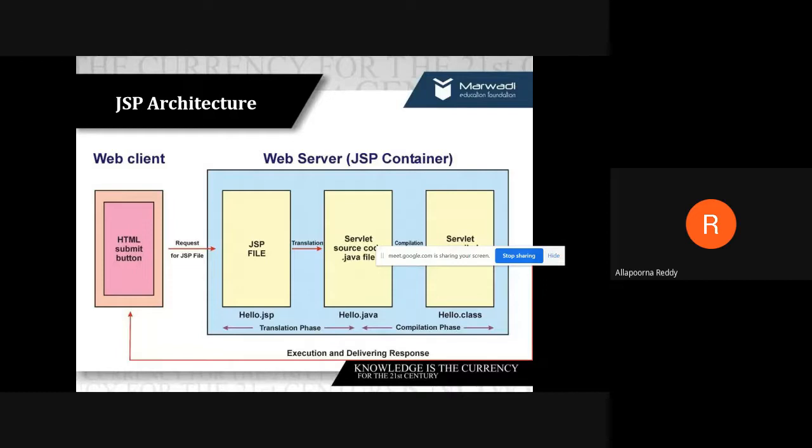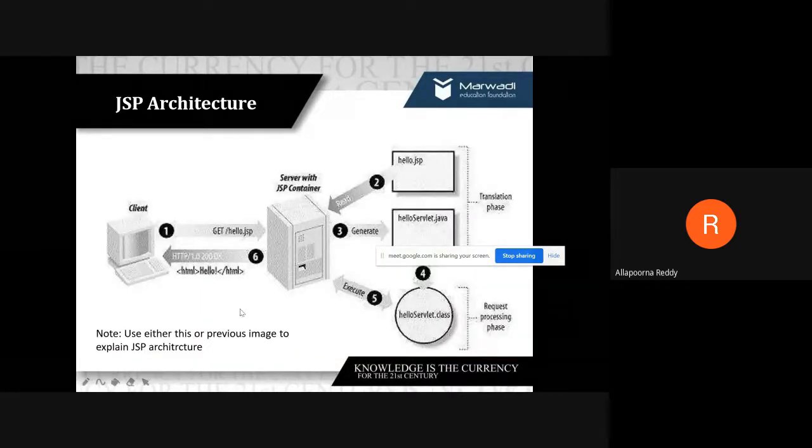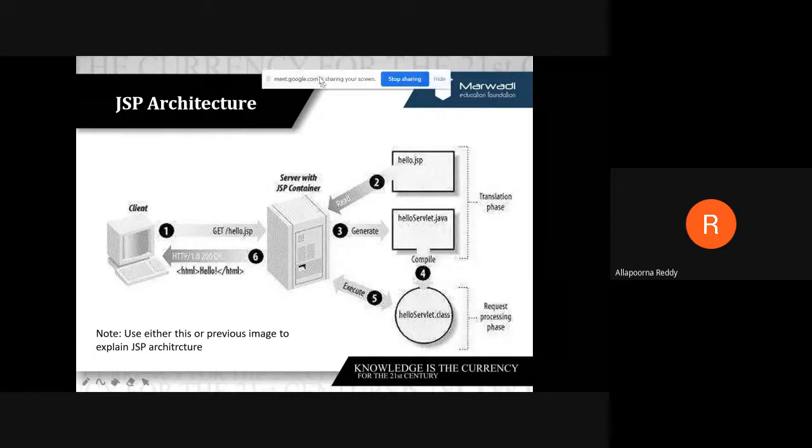Now the same thing, let's go with an example. Here I'm going step by step. Anything is okay, but there I just explained it orally. Here I'm making things detailed. So first, in step number 1, the client using the get method requests one JSP file. What is the JSP file? Hello.jsp, and everything is operated on your server with a JSP container.